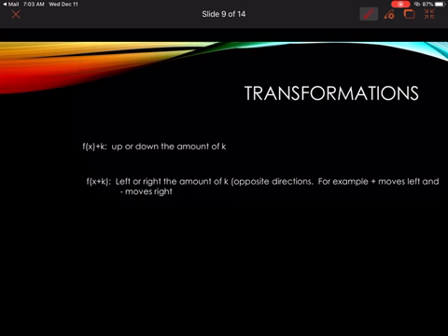So transformations. f of x plus k means that it moves up and down. That means that's the outside of the function. We're adding a number outside of the function. So for instance, y equals x squared plus 3. That means we're going to take the x squared graph and move it up 3.